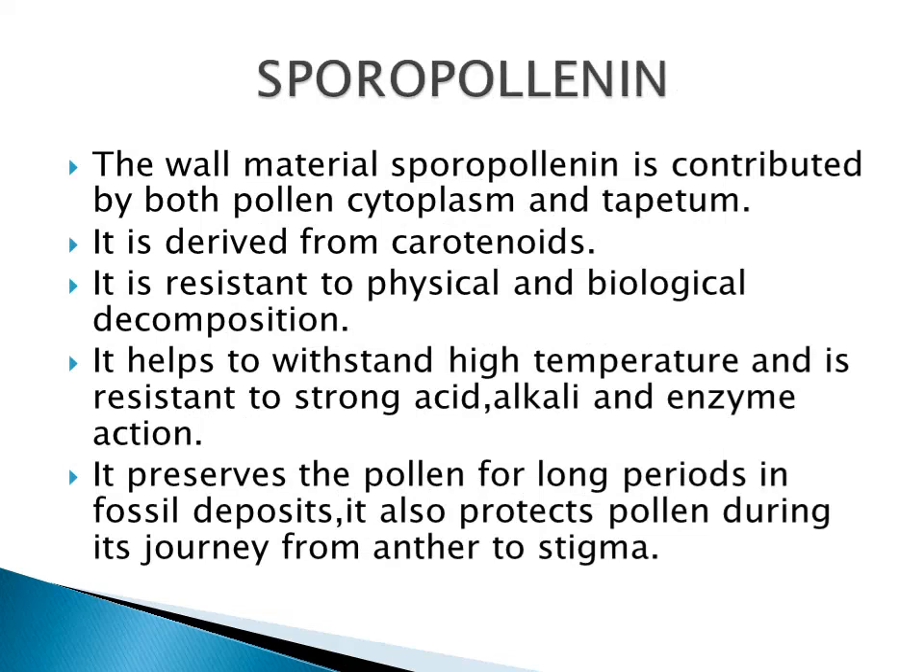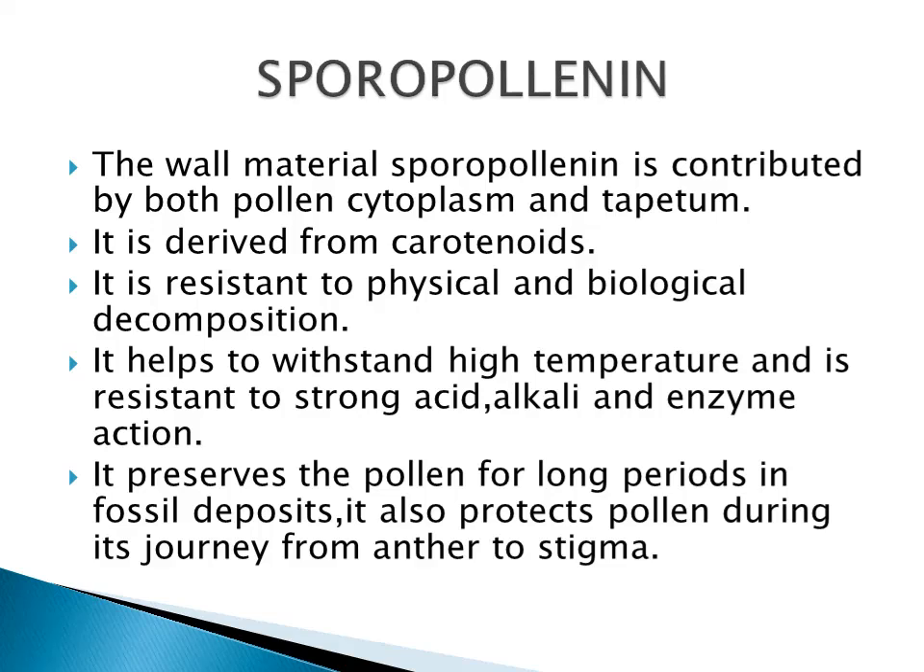And then next is sporopollenin. Sporopollenin is found in the exine of the pollen grain. The wall material of sporopollenin is contributed by both the pollen cytoplasm and the tapetum. It is derived from carotenoids present in the plants. Carotenoids means colored pigments present in the plants. Why it has to be present in the exine is that it has a strong resistance to physical and biological decomposition. So it is protective in function.